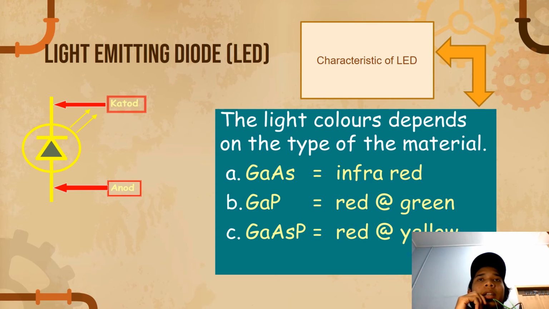Characteristic of LED. The light colors depend on the type of the material. First one is GaAs. It produces infrared. The second one is GaP. It produces red and green. And the last one is GaAsP and produces red and yellow.